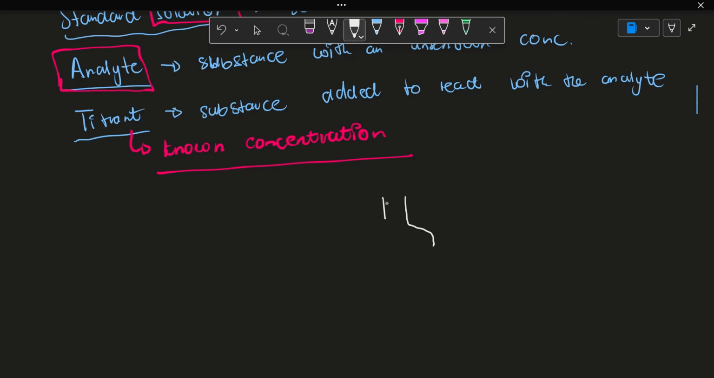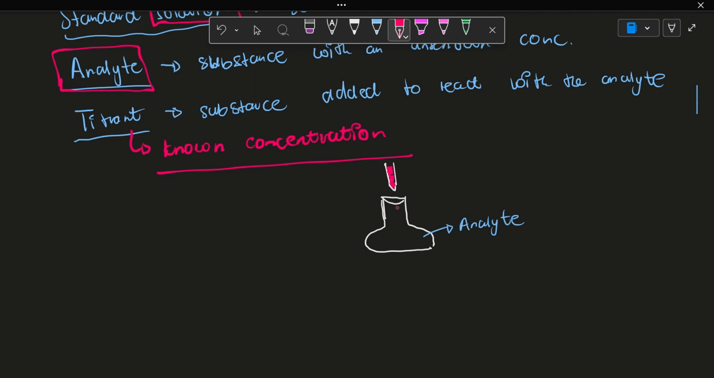Let's just have a flask right here. And in that flask, you would have the analyte, with a known volume, right? And you measure that volume of the analyte within that particular flask. What you then do is start adding. You can use a burette, or you can use a pipette. You start adding your titrant. So in this particular burette, you have your titrant.